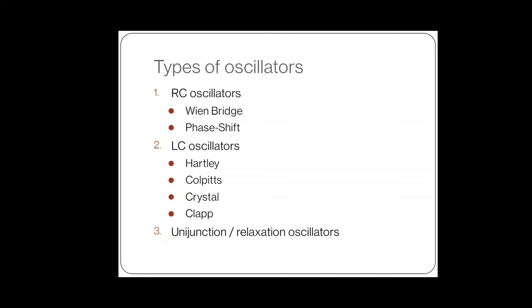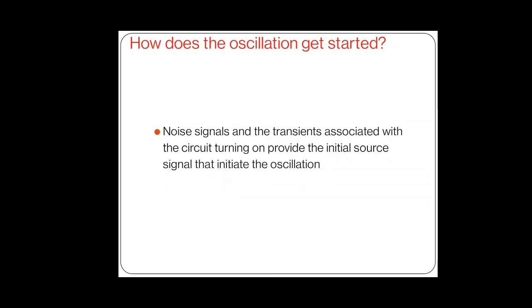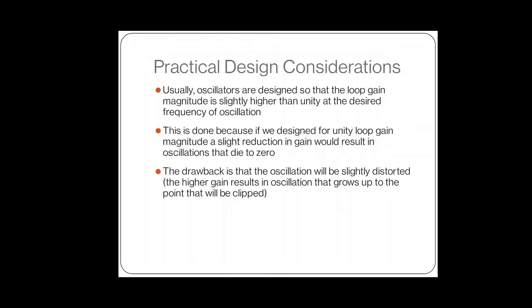There are three types of oscillators: RC oscillators, LC oscillators, and unijunction or relaxation oscillators. How does the oscillation get started? Noise signals and the transients associated with the circuit turning on provide the initial source signal that initiates the oscillation.